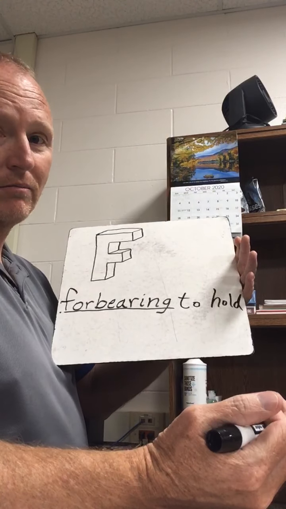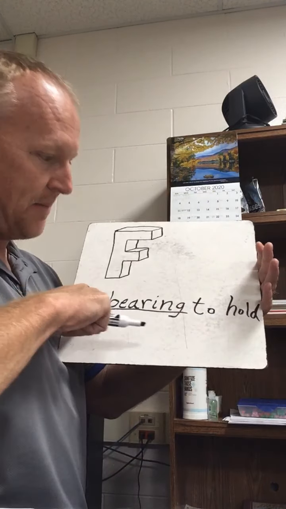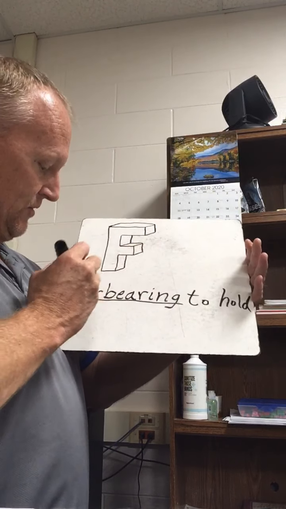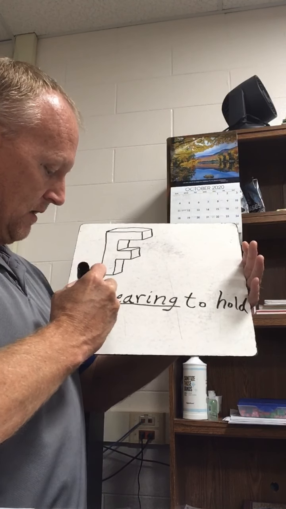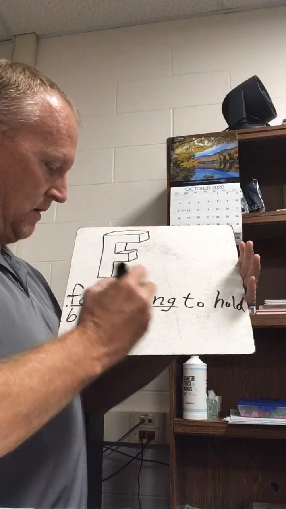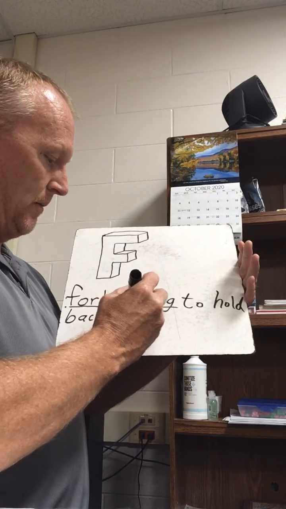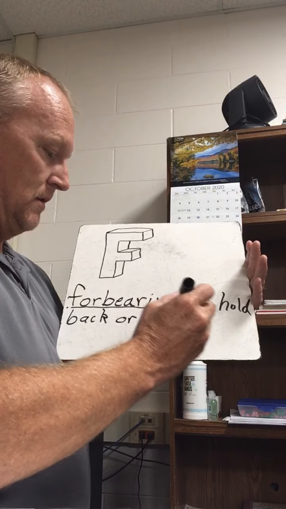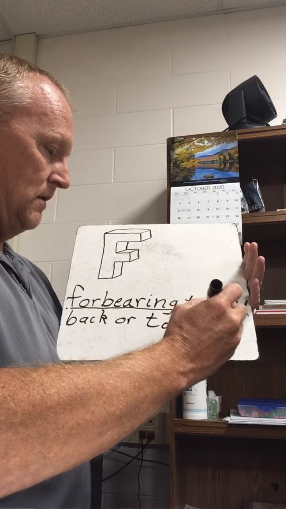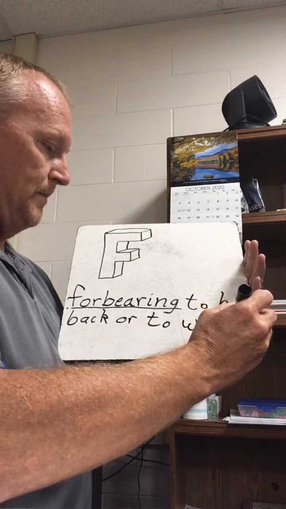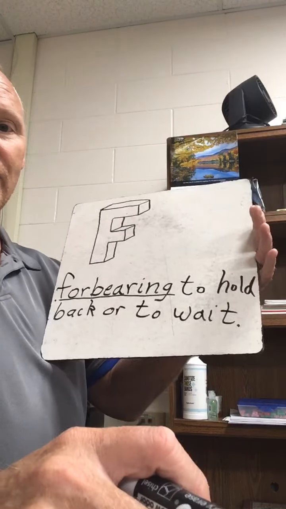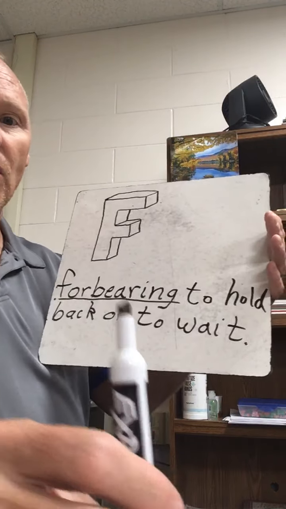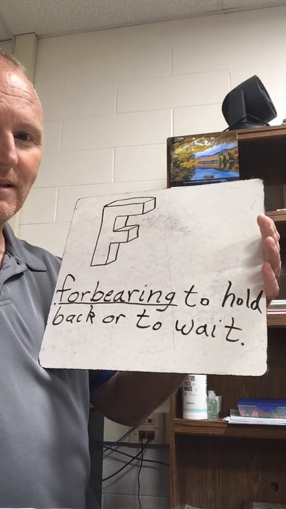Uh-oh, I ran out of room. Well, that's a simple solution. You just drop down to the next line. To hold back or to wait. That's a good definition for forbearing for third graders. To hold back or to wait.